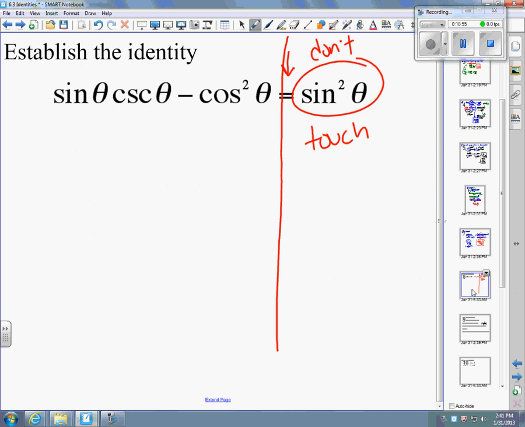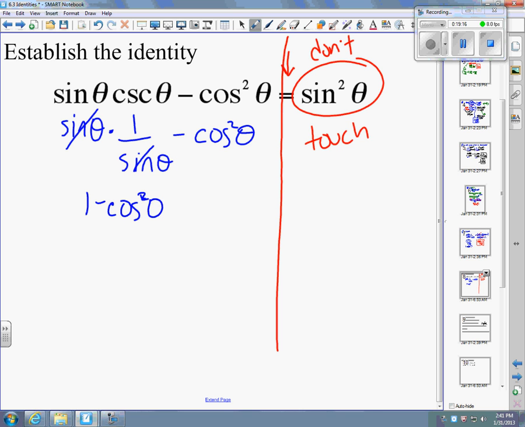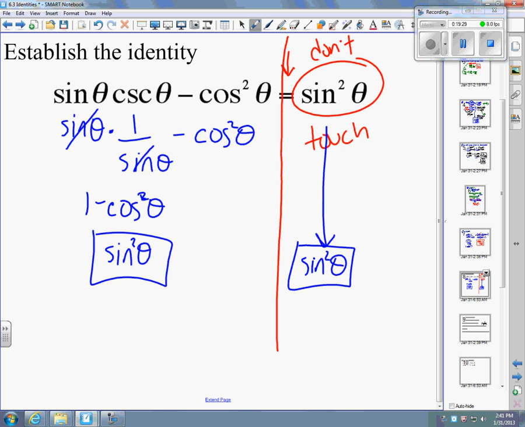So coming back to this. Sine times a cosecant. Cosecant is 1 over sine, minus cosine squared. I'm just going to keep that exactly like it is. These cancel. 1 minus cosine squared is the exact same thing as sine squared. Now I can drop this down and just box up both of them, and my job is done. So it was a one-step one. In the next part, we'll do the last 2 as quick as we can.